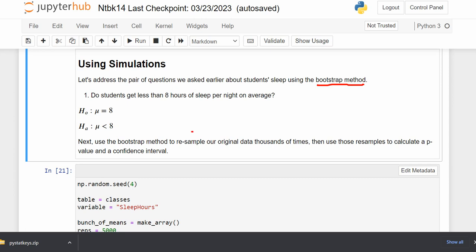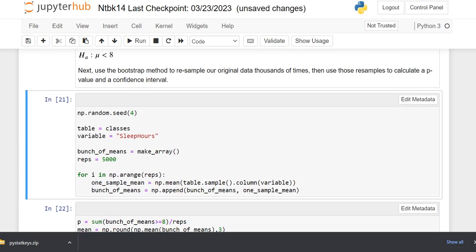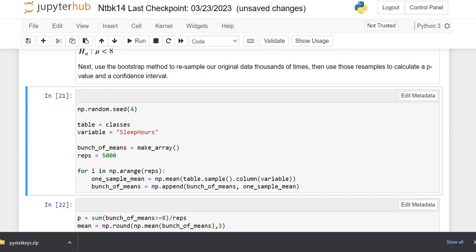Okay, so we're going to resample over and over and over again from our original data set, and we will end up with a simulation that we can use to test our hypothesis. Okay, so what's going on here? There we go. What is going on here?